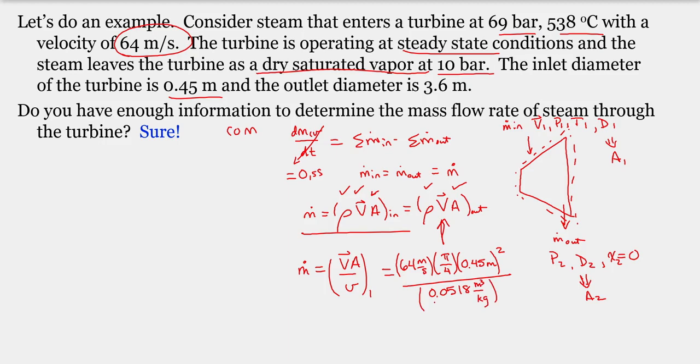And we always include our units, and we look and we say, ooh, look, meters squared times meters gives me meters cubed, so those cancel. And if I crunch through the math on my calculator, we come up with a number of 196.5 kilograms per second. That's the mass flow rate through the turbine.